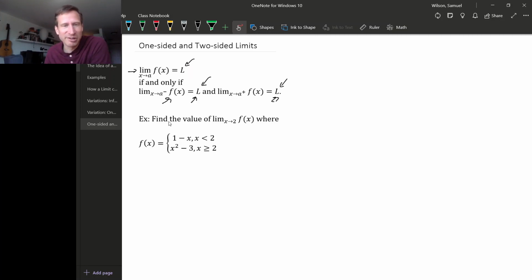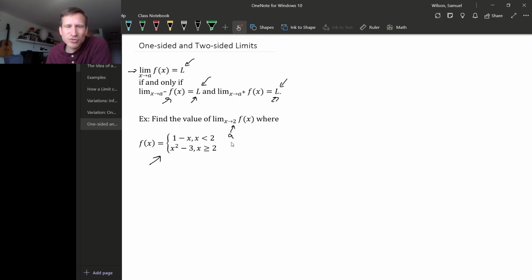And we can use this to evaluate some tricky limits where there's some sort of weird thing happening at this junction point, our value for a here. This is often something that you need to do when you're dealing with multi-part functions. So as an example, let's find the value of the limit as x goes to 2 of f of x, where f of x is this multi-part function.